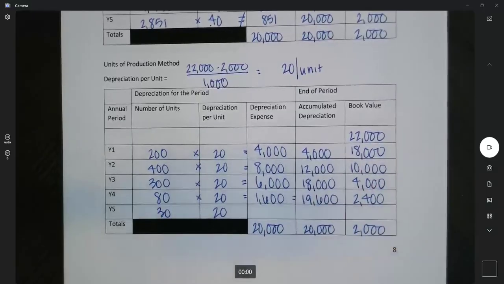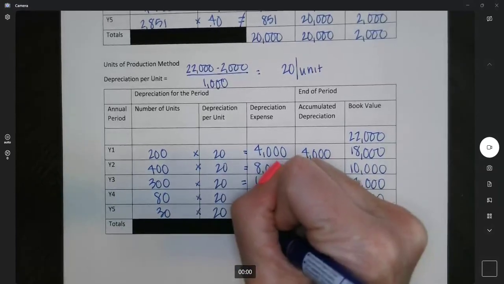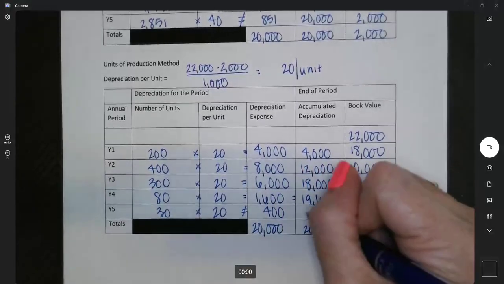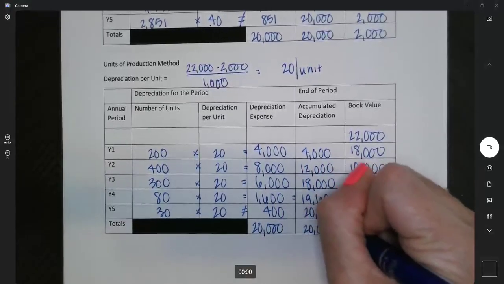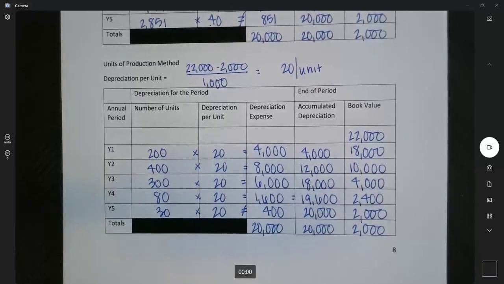This means we only have $400 more that we can expense out. So we take that 30 times 20. It's not going to equal what we're going to end up with, which is only 400. We're going to end up with 20,000 in accumulated depreciation, and 2,000 is our ending book value.